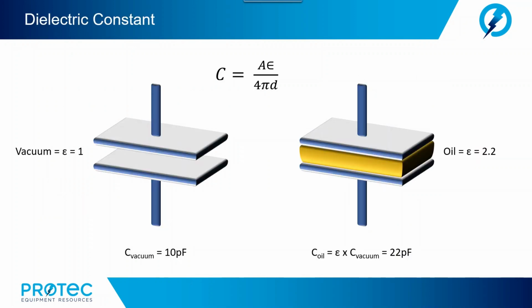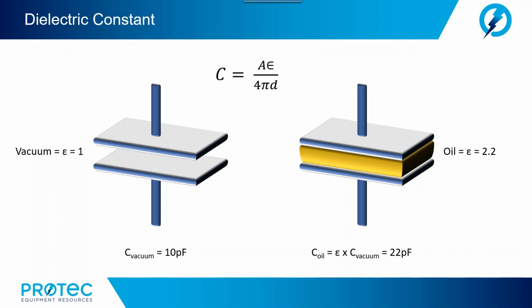Now, Michael Faraday discovered that when the plates of a capacitor were filled with an insulating material other than a vacuum, the capacitance would change. Dielectric constant is the ratio of the capacitance of a capacitor using that material as a dielectric compared to a similar capacitor that has vacuum as its dielectric. The dielectric constant of a vacuum is 1. All other dielectric constants are referenced to this standard.